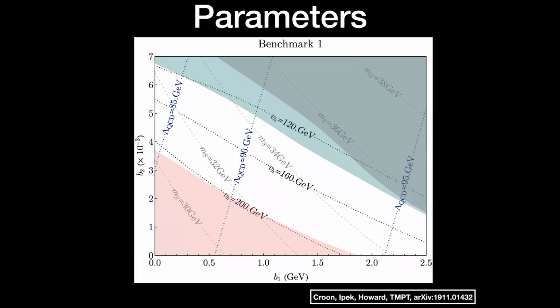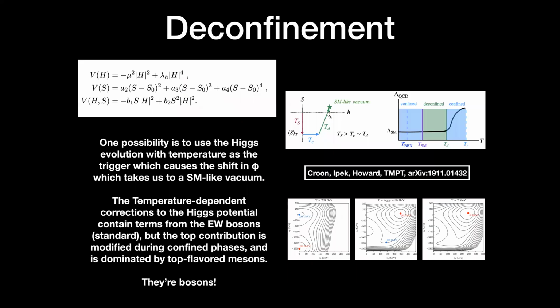Then analyzing that parameter space by scanning. And so these parameters here on the x-axis and the y-axis are actually those potential terms which show how phi couples to the Higgs boson.